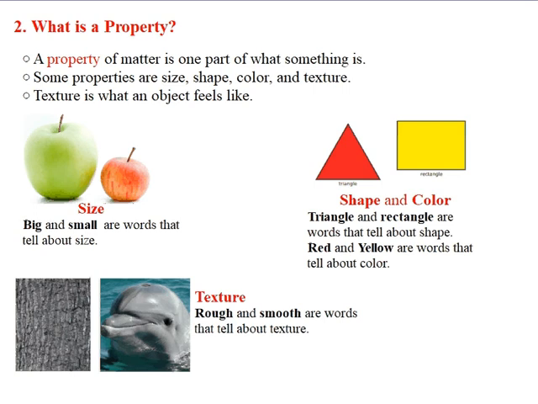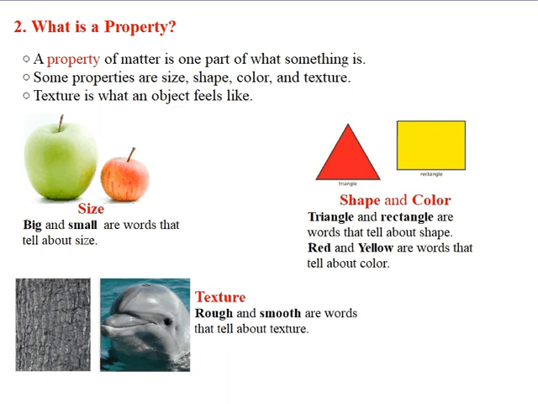If we look at the picture of the apples, we can notice that we have one big green apple and one small red apple. So big and small are words that tell about size.